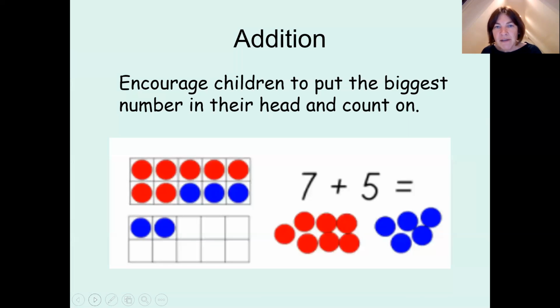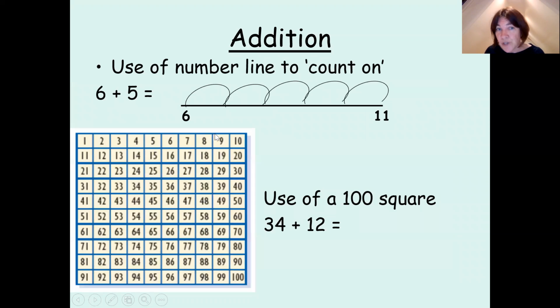And then very much in year 1, we are thinking, okay, now I don't want to do all that counting. I'm going to put the biggest number in my head. I know I've got 7 counters, and I'm going to count on from 7. So 8, 9, 10, 11, 12. So that's the next step. And then we can also do that on a number line. So the biggest number I have here is 6. I'm going to start on 6, and I'm going to count on 5 to get to 11.